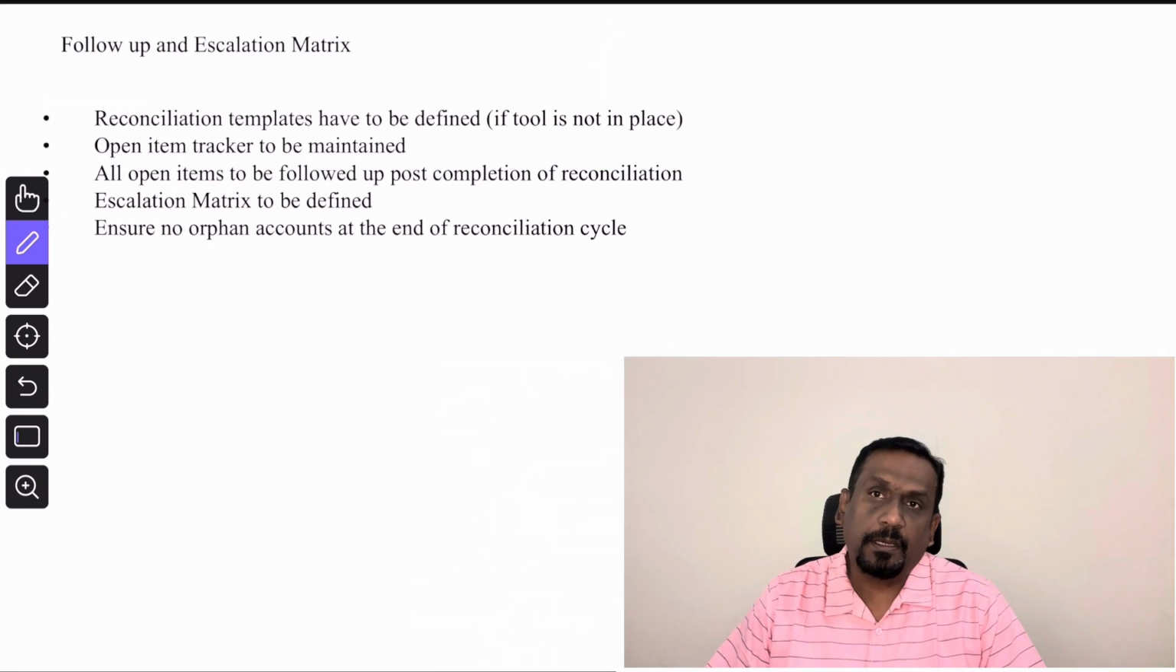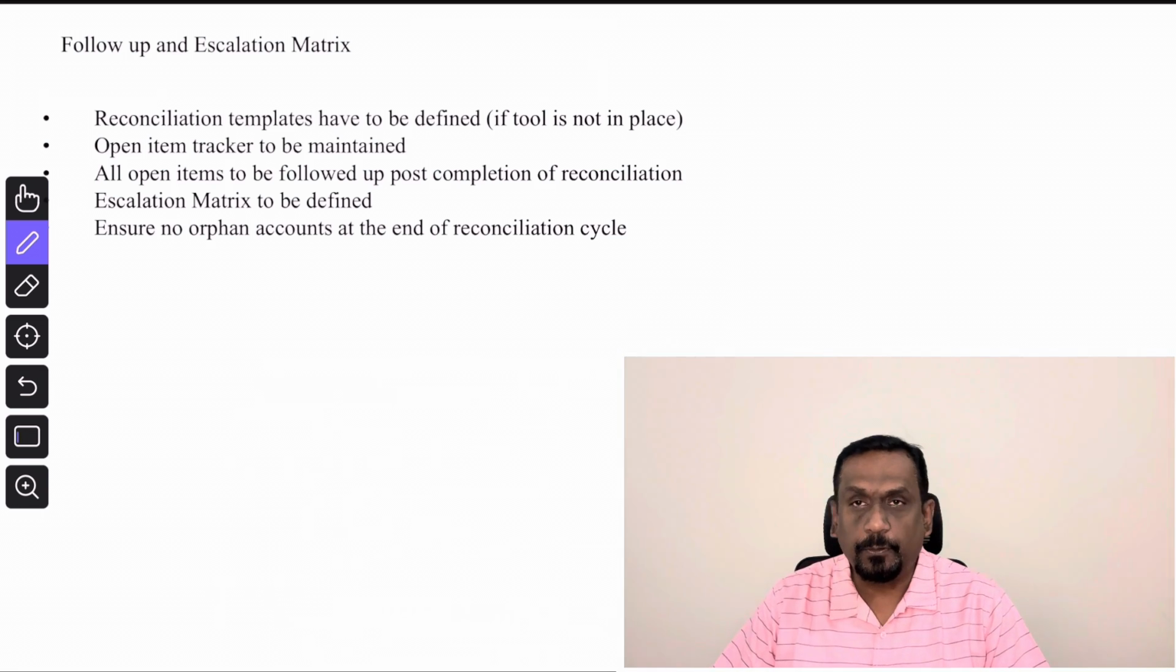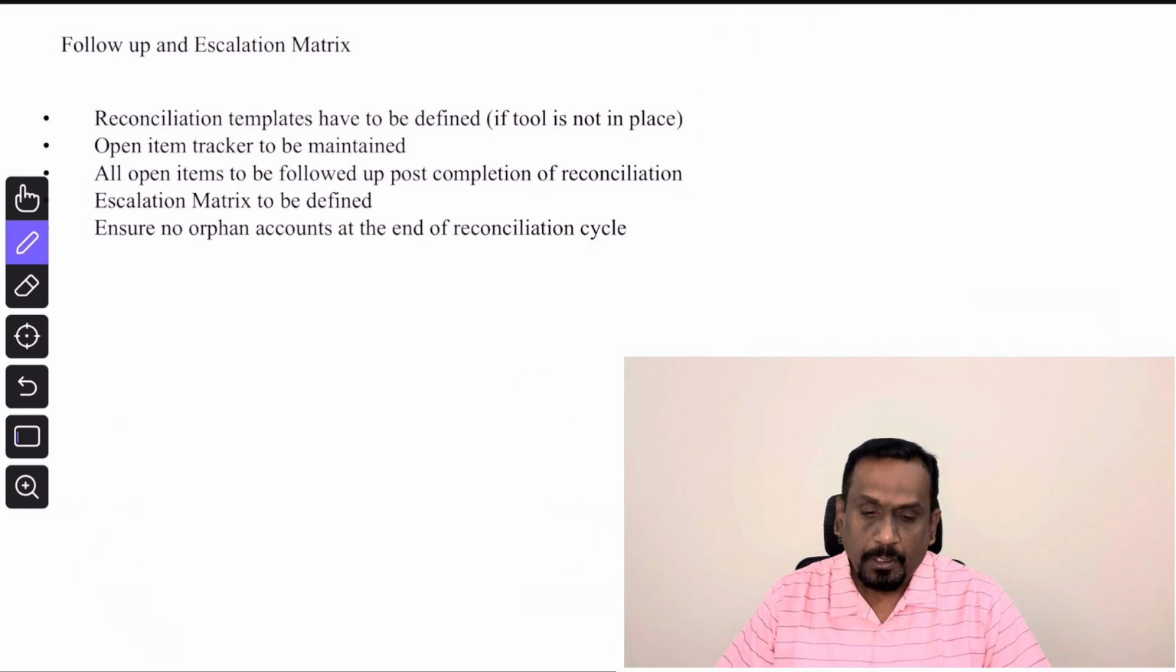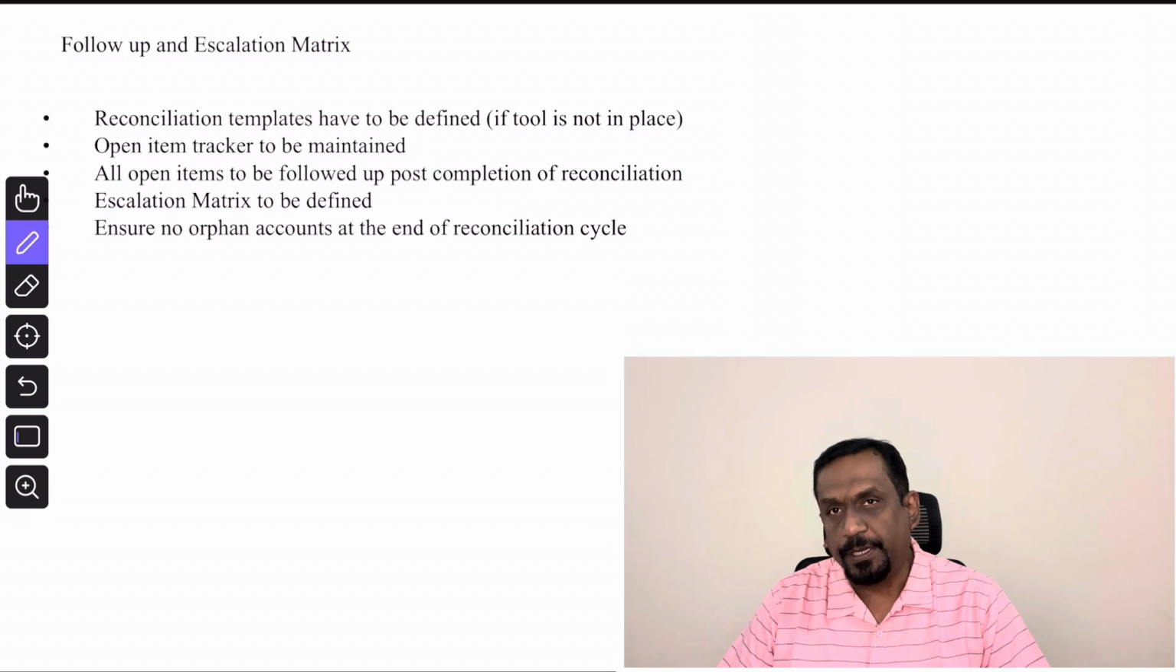Today's video is on follow-ups and escalation metrics. Before I talk about follow-ups and escalation metrics, I would like to emphasize 2 points. One is on reconciliation template and the other one is on open item tracker. Why are these two very important?